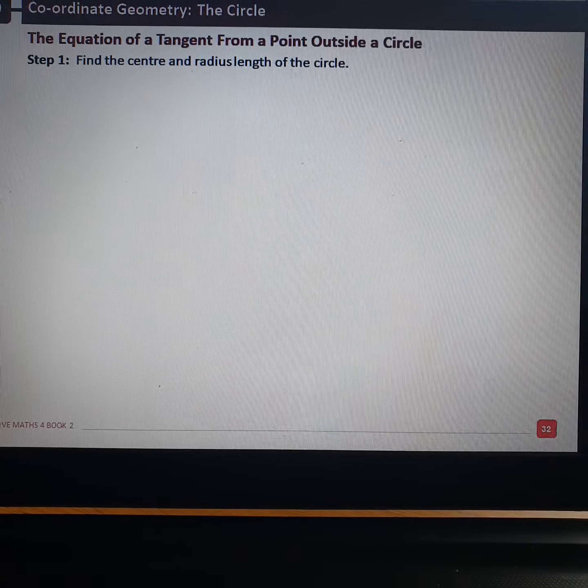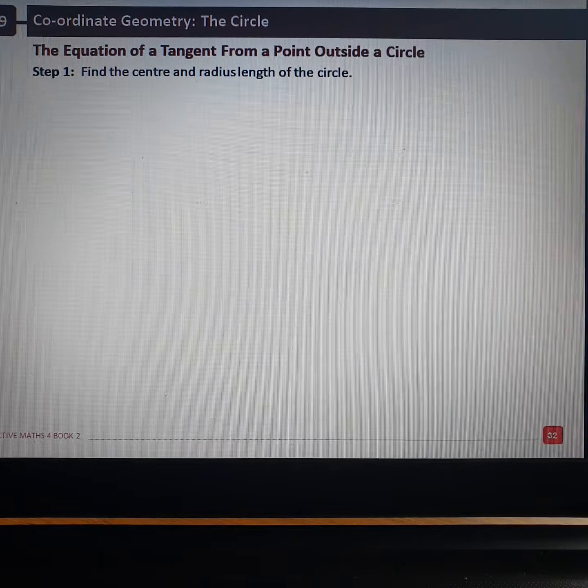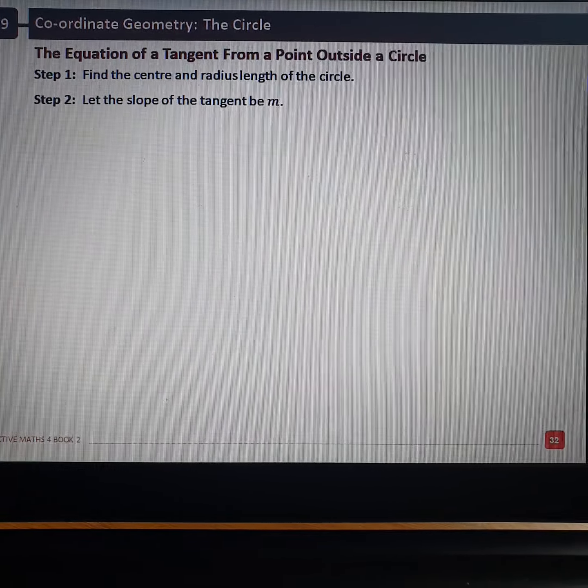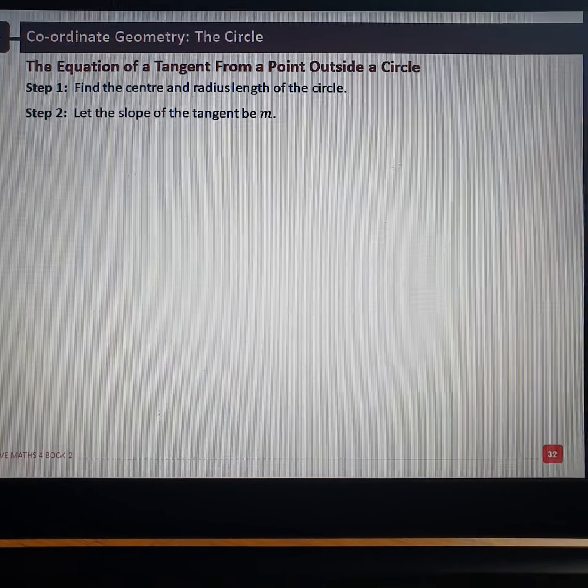How would this work? The first step is you find the centre and the radius length of the circle. We nearly always do that, so we can figure it out, and we could draw a little sketch of it. We then let the slope of the tangent be m, because we don't know the slope of the tangent yet.